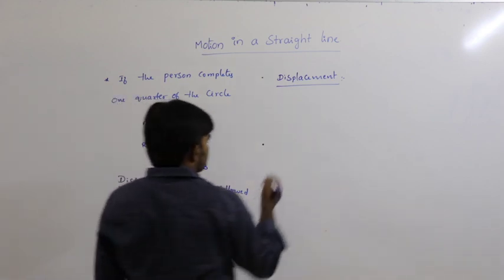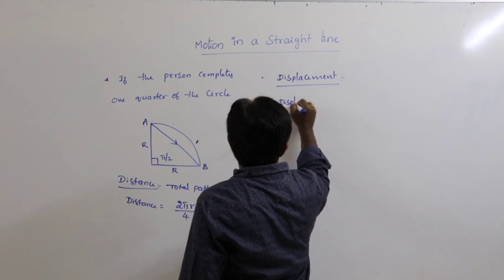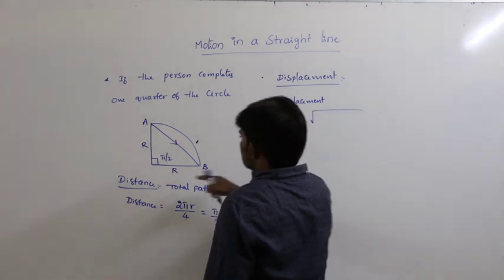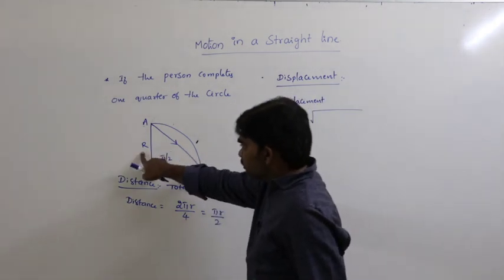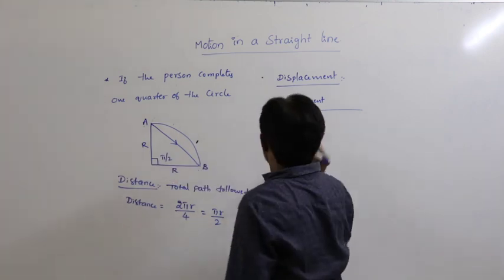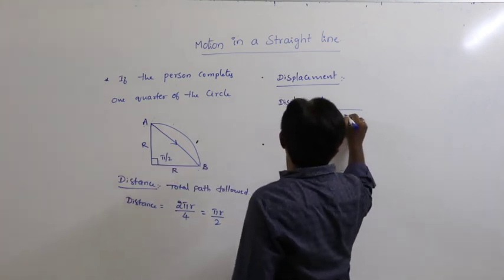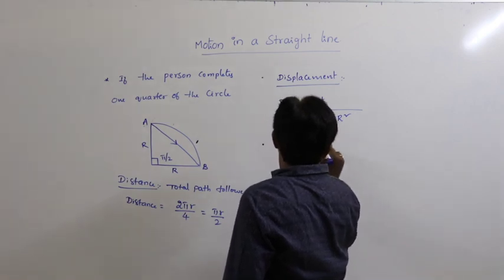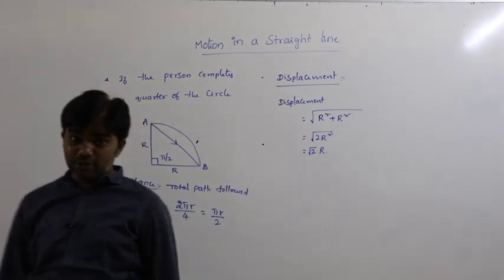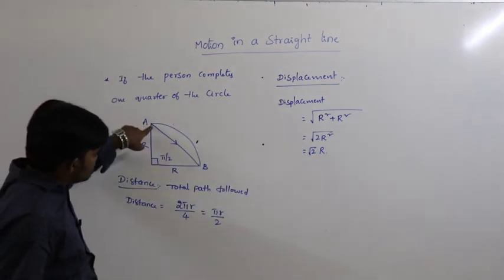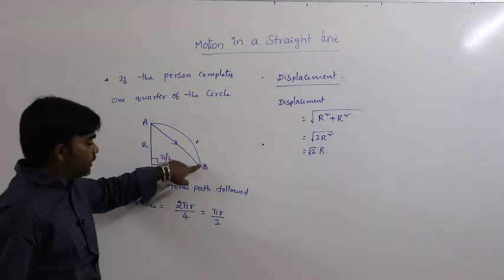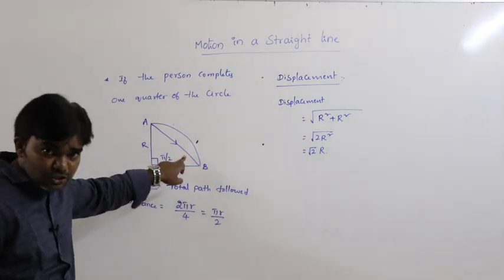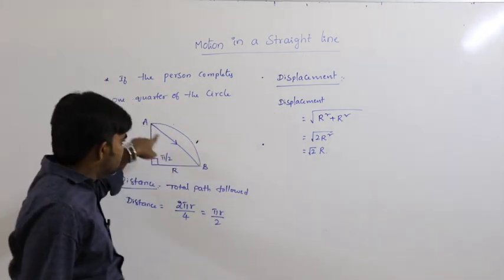So the displacement is equal to the hypotenuse. From Pythagoras theorem, hypotenuse is equal to square root of opposite side square plus adjacent side square, that is r square plus r square, that is root 2 r. That is the displacement. Displacement is the shortest path between initial point and final point. This is r and this is also r, and this is the shortest path.